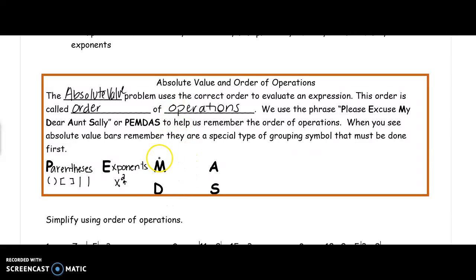M and D, you are allowed to do at the same time. You can switch the order. Whichever one comes first is the one you would do. So we would multiply or divide at the same time. A and S, again, you can switch the order as long as those are the only two that are left. So we would have add and subtract.